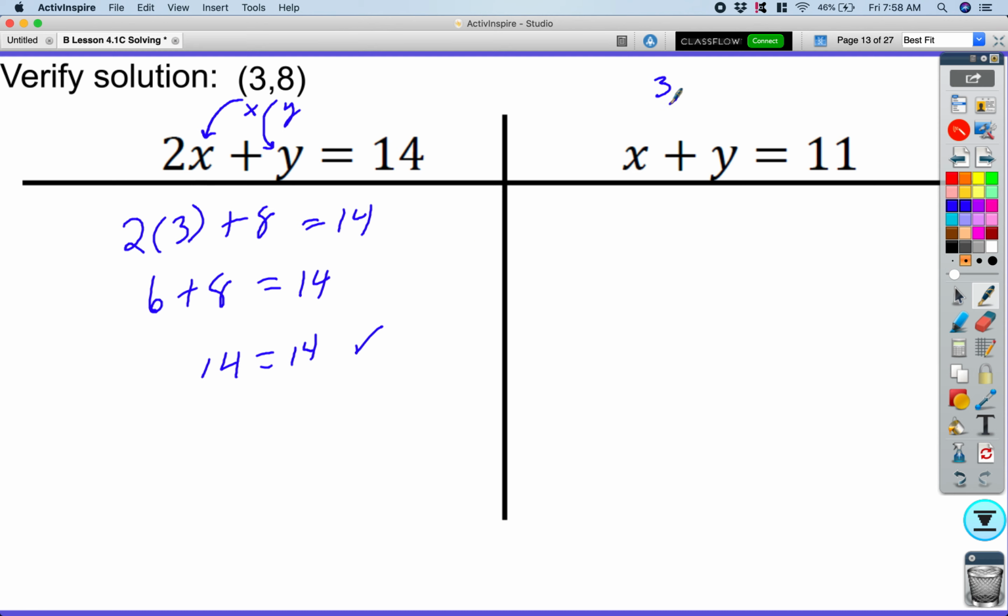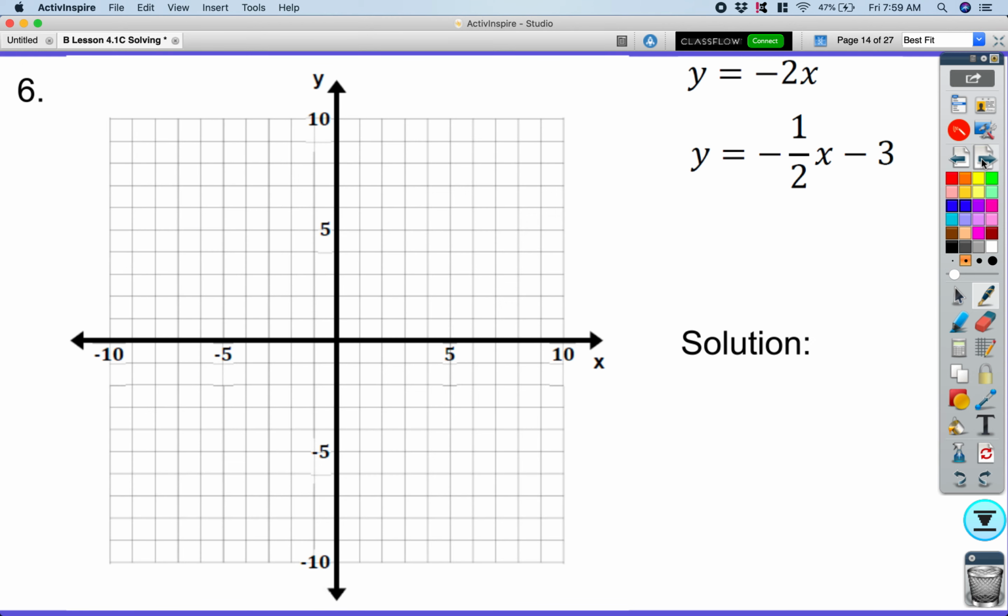Now we're going to do the same thing over here, (3, 8). Remember, this is my x, this is my y. Let's go ahead and plug these in here. This gives me 3 plus 8 equals 11, and I'm left with a true statement of 11 equals 11. Perfect. So since that's true on both of them, we can confirm that that is the point of intersection.